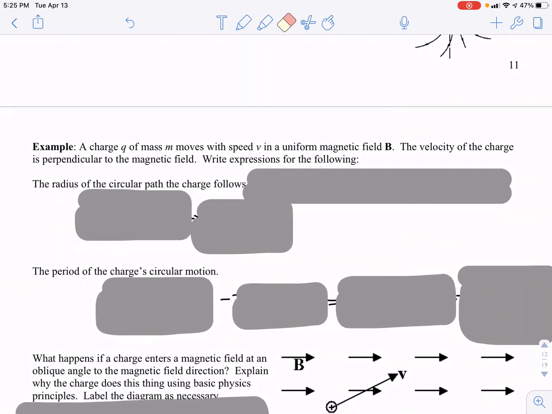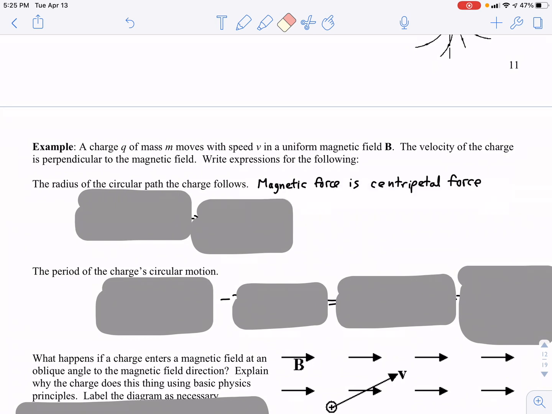Okay, in this example, we have a charge Q of mass m that moves with speed v in a uniform magnetic field. The velocity of the charge is perpendicular to the field. Write the expression for the following: the radius of the circular path. Keep in mind, magnetic force is centripetal, so we start there.